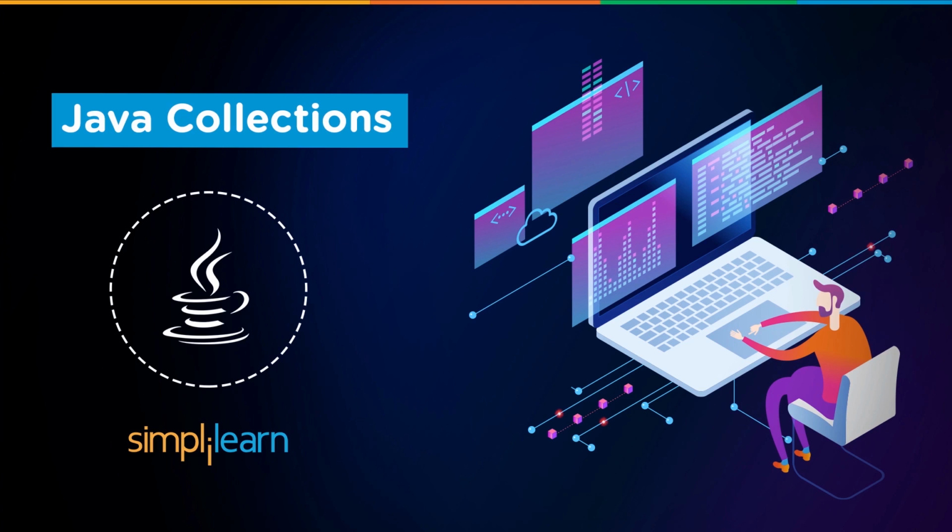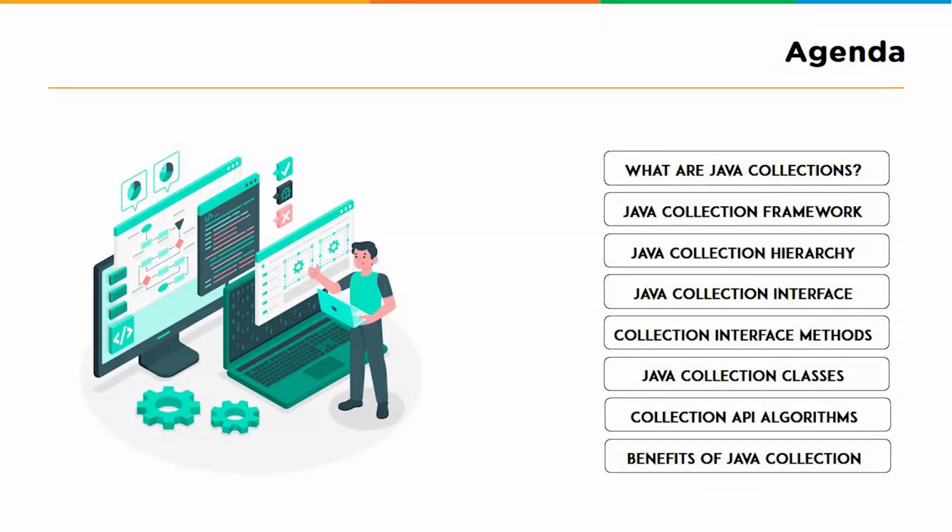Now, without much ado, let us dive into our session. We will start off with the agenda. First, we will learn the basic definition of a Java collection. Followed by that, we will understand the meaning of the Java collection framework. After that, we will come across the Java collection hierarchy. After we learn the Java collections interface, we will have a briefing about the Java collection interface methods. Then, up next, we will be in the Java collection classes. Next, we will enter the Java collections APIs, and finally, we will wind up the session by learning the benefits of Java collections. I hope I made myself clear with the agenda.